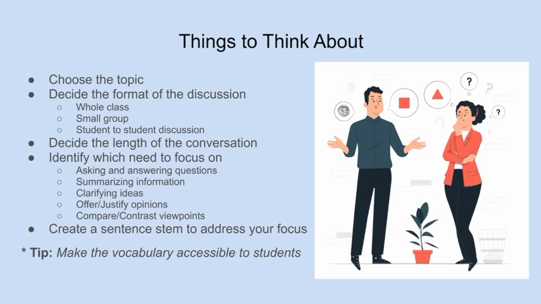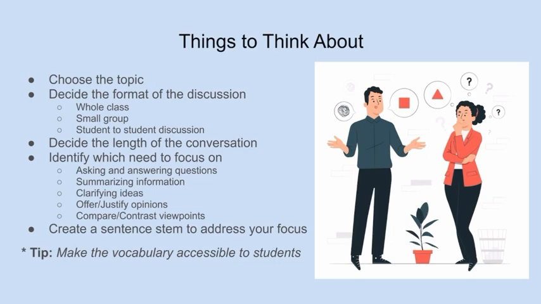Afterwards, identify which need to focus on. Now, make sure that you talk about all of these needs throughout the year. Students need to have opportunities to practice each one of these needs because they need to be exposed to them. So what are they? They could be asking and answering questions, summarizing information, clarifying ideas, offering or justifying opinions, and comparing and contrasting viewpoints. After you decide which one you want to focus on, create a sentence stem to address your focus.